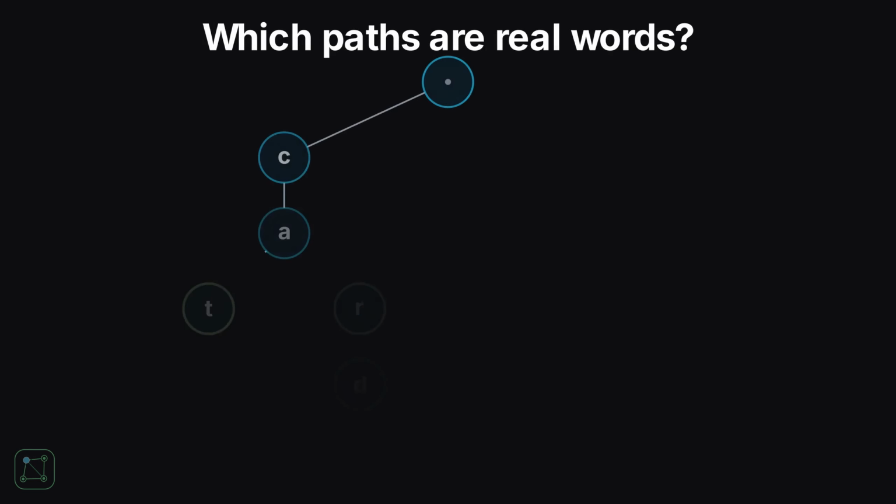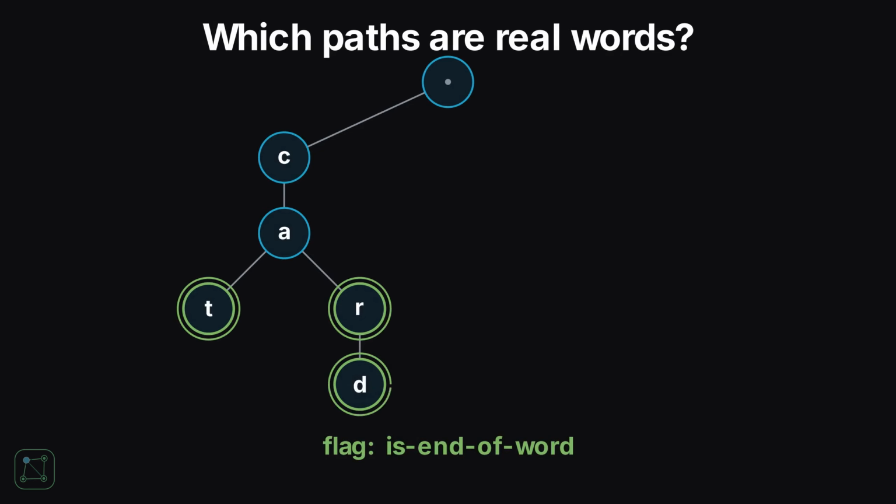But there's a subtlety. If car and card share a path, how do we know car is a real word and not just a prefix of card? We mark it. Each node carries a little flag, is end of word. The node at the R of car is flagged, so is the D of card. The flag is what says a complete word ends here.